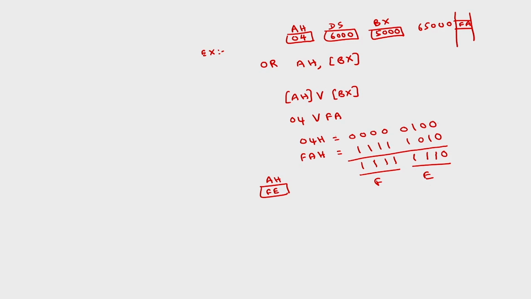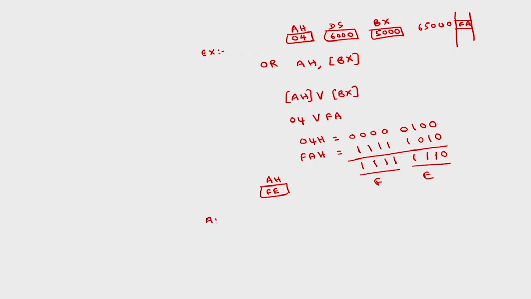This is about the OR operation. You can OR the contents of any two registers, or you can OR the contents of a register with any memory, and you can store the result back into either memory or register. Similarly, we have the AND instruction, exactly similar operation. Here instead of OR, AND operation will be performed.